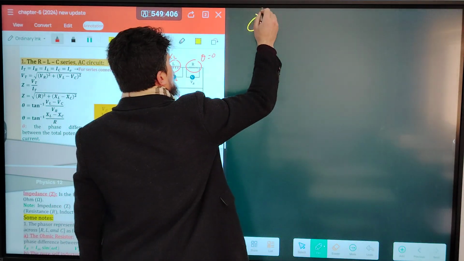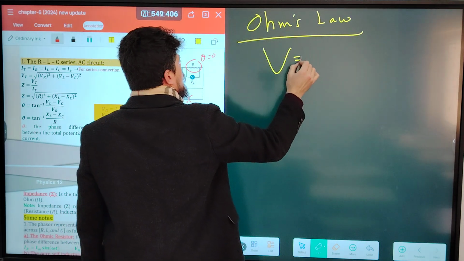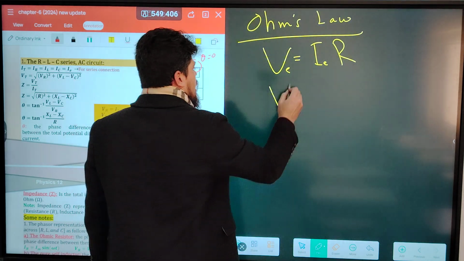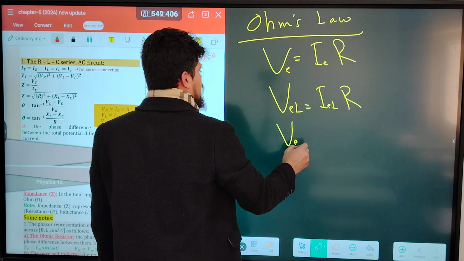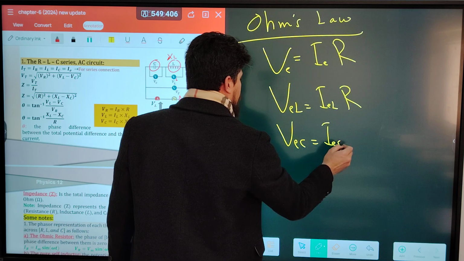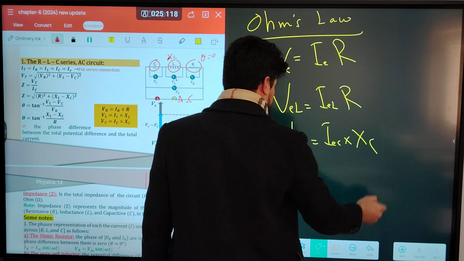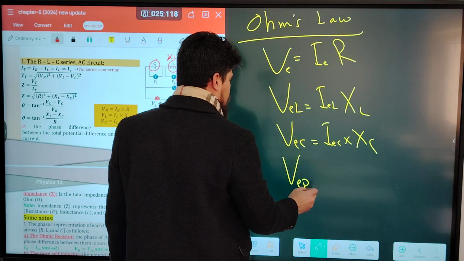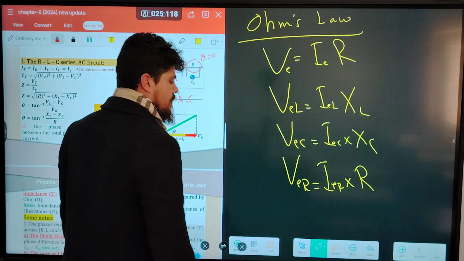Guys, according to Ohm's law, V is equal to what? V effective is equal to I effective times R. How about V effective across the capacitance? It is I effective across capacitance times XC, but here we have XL, sorry guys, XL. V effective across pure resistance is equal to what? I effective across resistance times resistance.